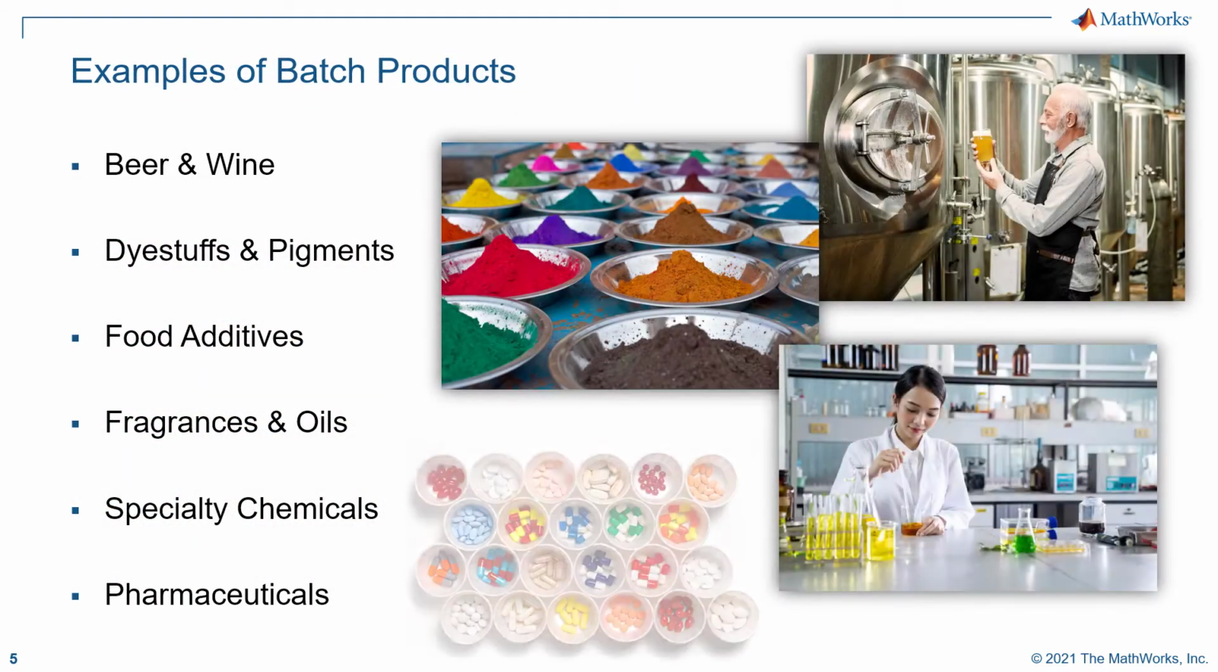Examples of commercial batch products include fermentation-based processes like beer and wine, dyes and pigments for textiles, paints, and inks, common food additives, fragrances for perfumes and essential oils, specialty chemicals, and of course, pharmaceuticals. These are often products where developing and controlling precise process conditions is crucial to maintaining brand reputation and regulatory compliance.